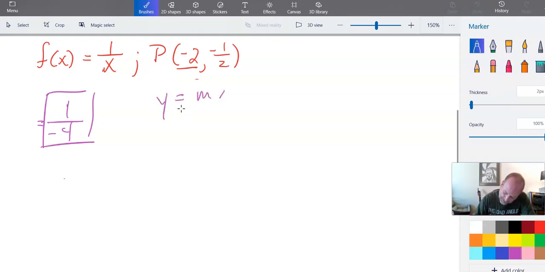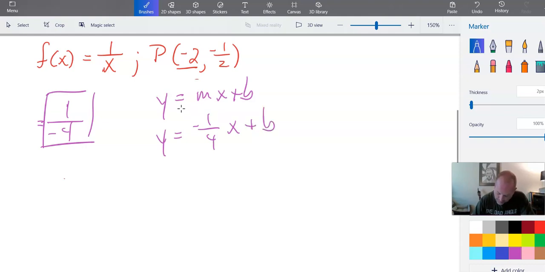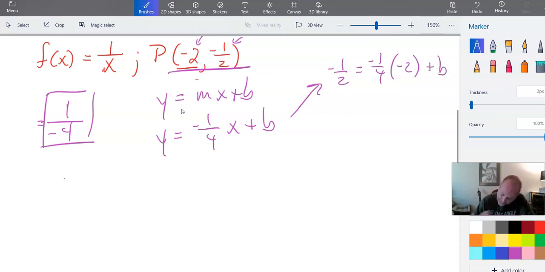Okay, so again, y equals mx plus b. We know m is negative 1/4. And now we have an x, right? This is our x, this is our y, or we have a point, I should say. So what that means, and I'll just do this over here, is negative 1/2 equals negative 1/4 times negative 2 plus b. Not so bad so far.